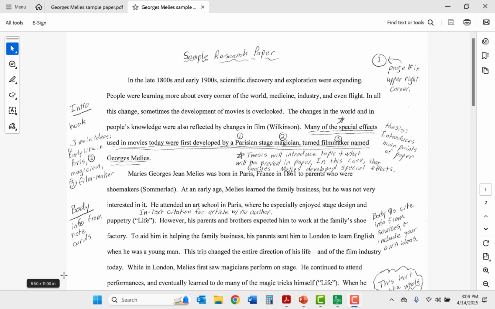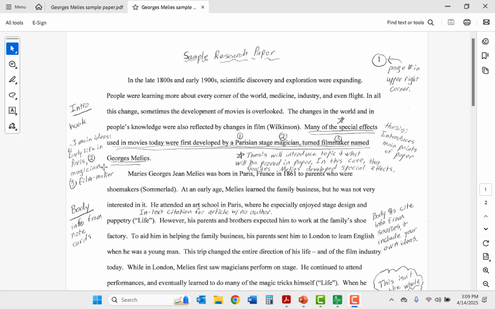Here's another version of that same paper that I've annotated to help you out so you can refer back to it. And again, this will be posted on Canvas for you. So I've double underlined here my thesis statement, and I've labeled 1, 2, 3. These are the 3 things that I'm talking about. So the main idea is his early life in Paris, being a magician, and being a filmmaker. And you can see from that, in my thesis statement, I don't include his whole life.